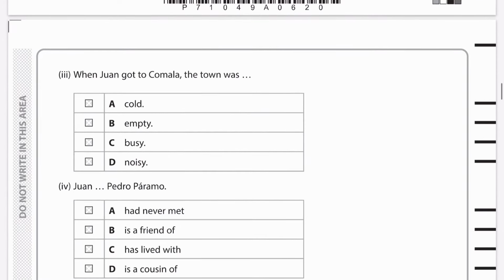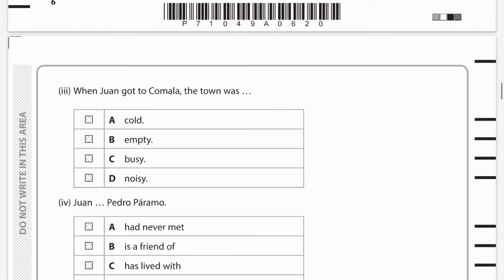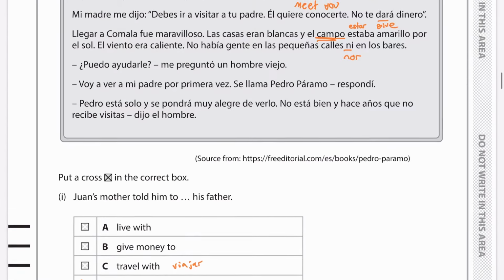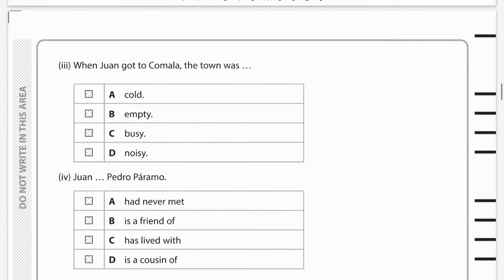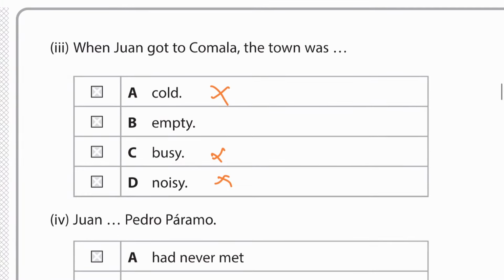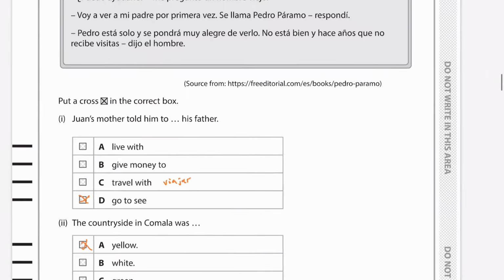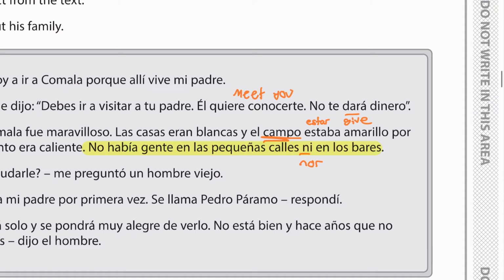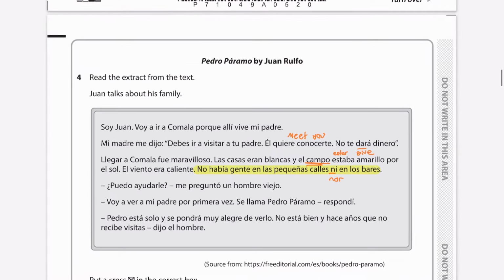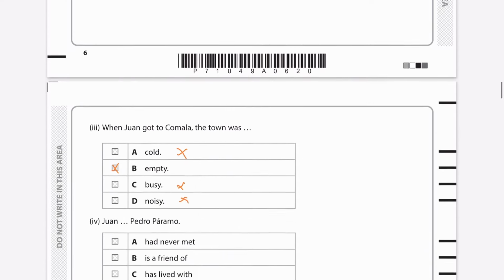Next one, when Juan got to Comala, the town was... I think it was windy. It mentioned wind, fine, but that's not what's happening here. It wasn't cold, it wasn't busy or noisy, it was empty actually. So this one's a bit of inference, where it says there weren't people in this line here, in question 3. No había gente en las pequeñas calles ni los bares. There weren't basically people around.